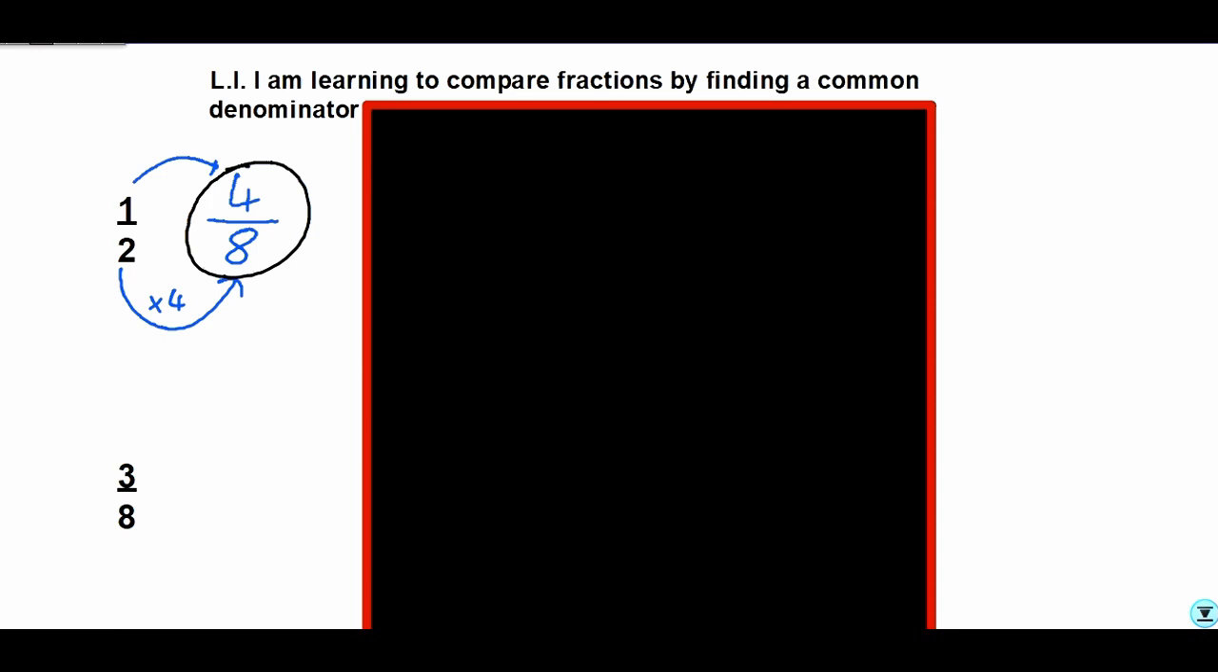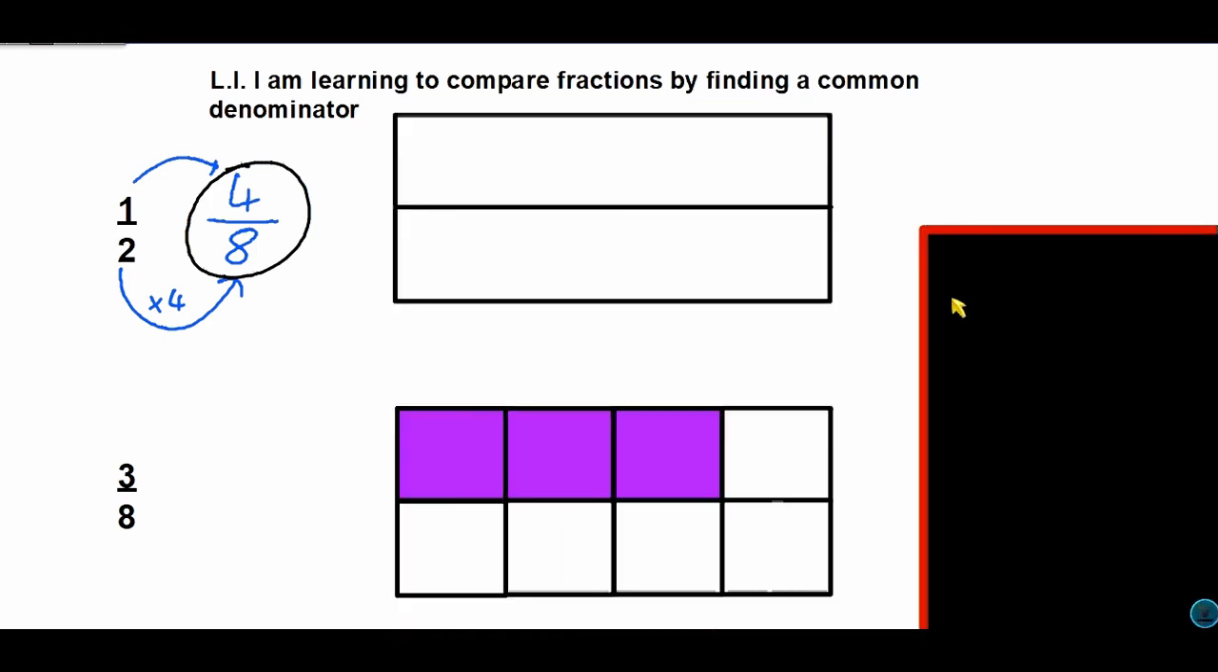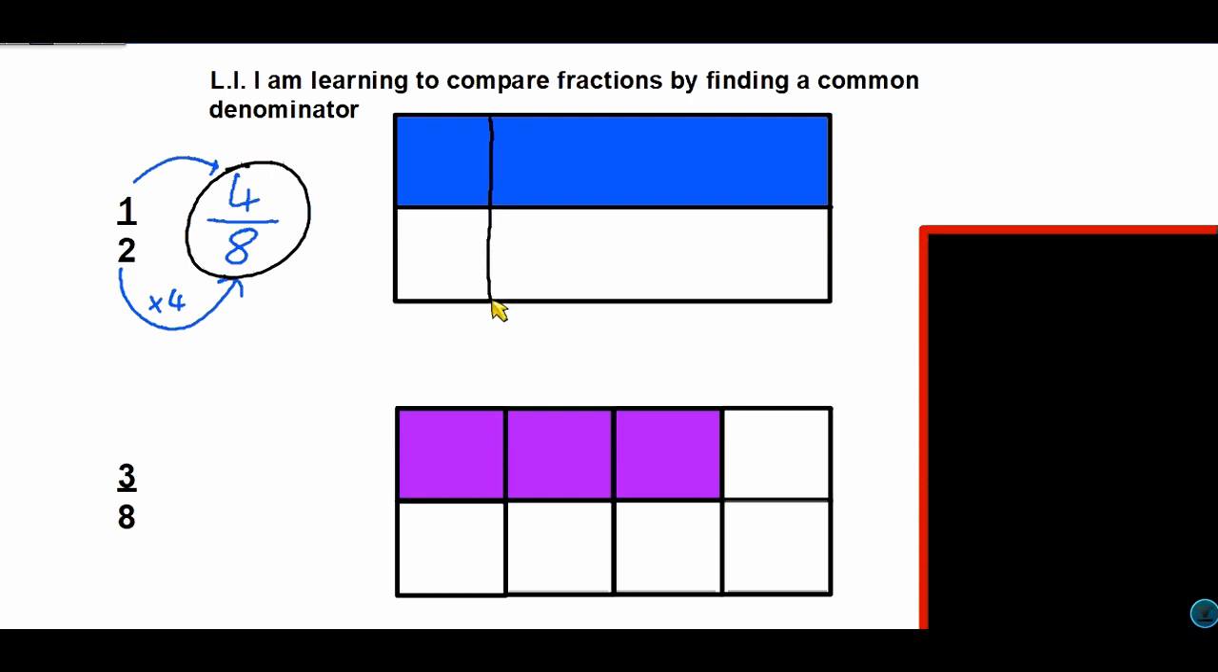But let's see this graphically then. What's actually going on here? Well, at the bottom there is our 3 eighths. And at the top, let's first of all highlight half of it. So we've got half here. But what I've done is I've partitioned it by timesing it by 4. So I've now got 4 eighths instead of just 1 half. Still the same fraction. And you can see that 4 eighths is obviously the bigger of the two.